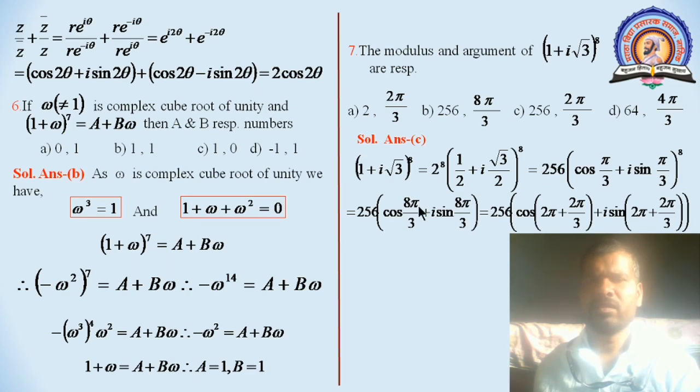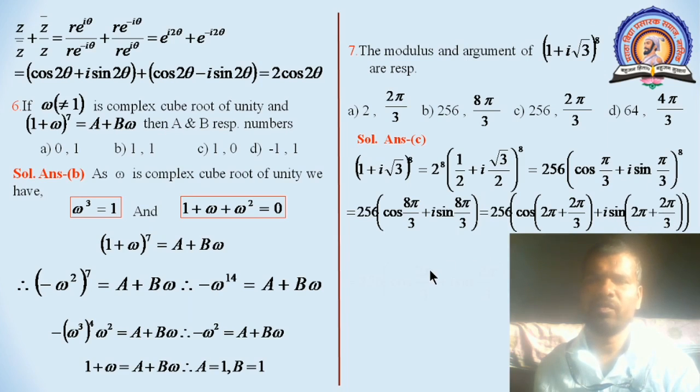Now, by using the result, cos 8 pi by 3 can be written as cos (2 pi plus 2 pi by 3), and sin 8 pi by 3 can be written as sin (2 pi plus 2 pi by 3). So cos will be converted to cos and sin will be converted to sin, and the angle lies in the first quadrant. By using the result of allied angles, cos (2 pi plus theta) is cos theta and sin (2 pi plus theta) is sin theta.